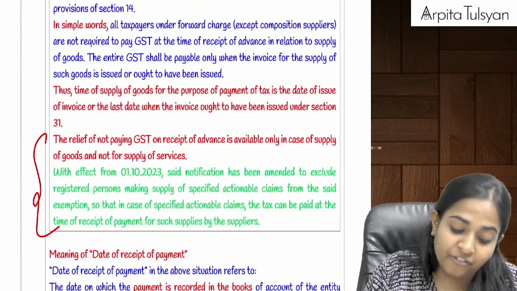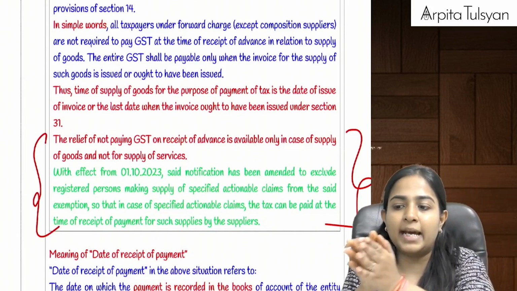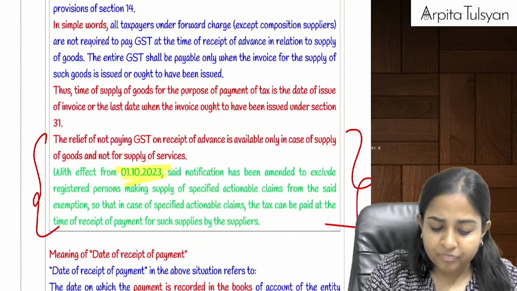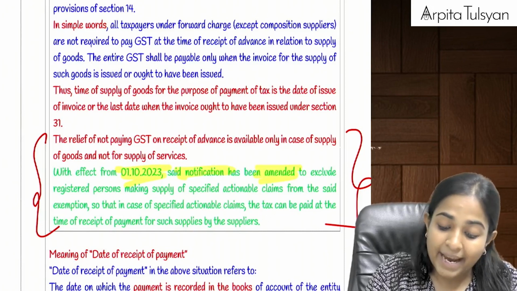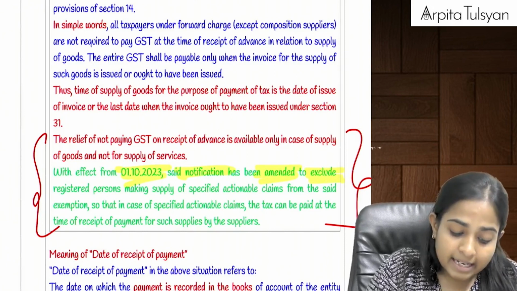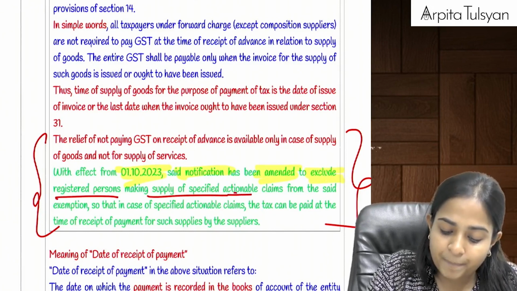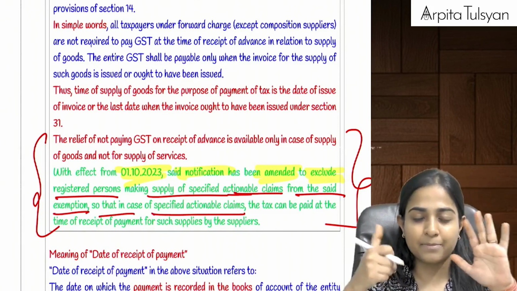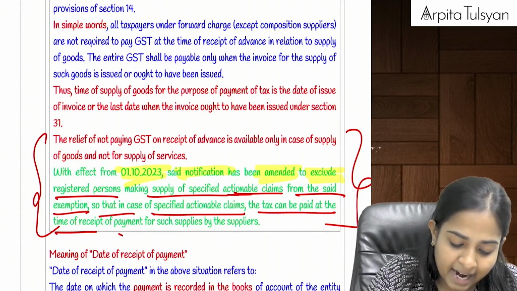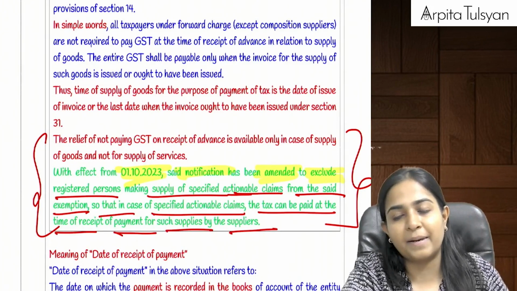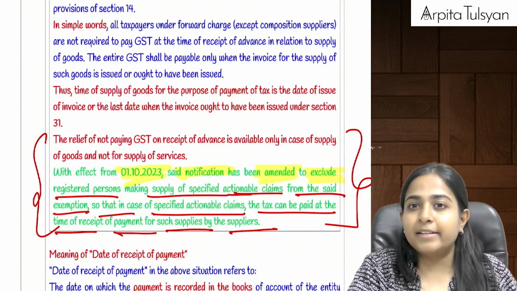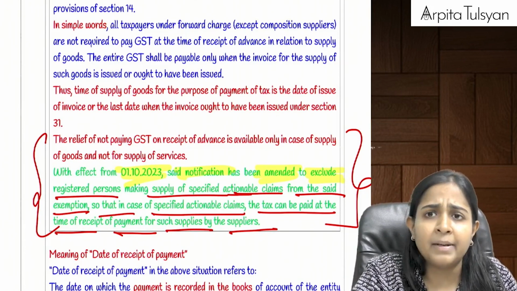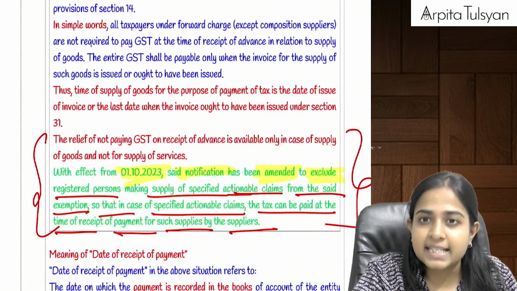Now, in that notification, they have put an exclusion. What is that exclusion? Now you should be able to relate it. With effect from this date, said notification has been amended to exclude registered persons making supply of specified actionable claims from the said exemption, so that in case of specified actionable claims, those 6 actionable claims, the tax can be paid at the time of receipt of payment for such supplies by the suppliers. Now let's say someone is engaged in providing the supply of those specified actionable claims: betting, lottery, gambling, horse racing, then your casinos and online money gaming.